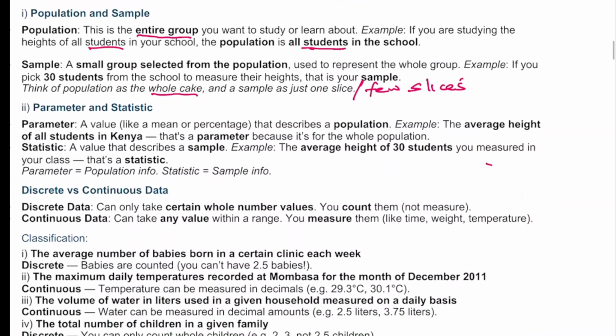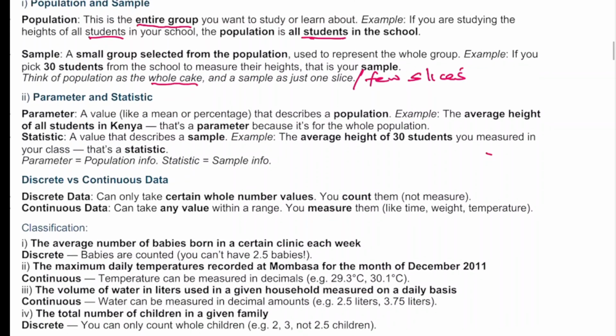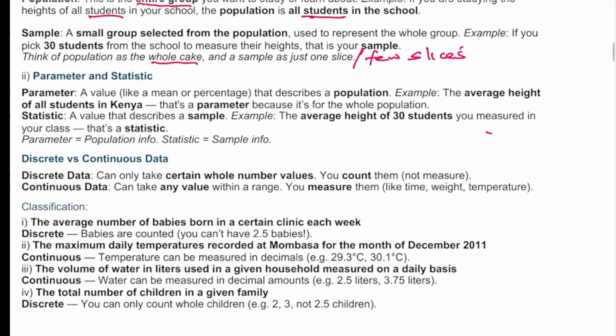So question 1C, there is a question on discrete versus continuous data. What is discrete data? What is continuous data? Discrete can only take a certain whole number value. Like human beings, you can't split yourself into several. You can't measure yourself. You say, I am a half person, a full person, a quarter person.